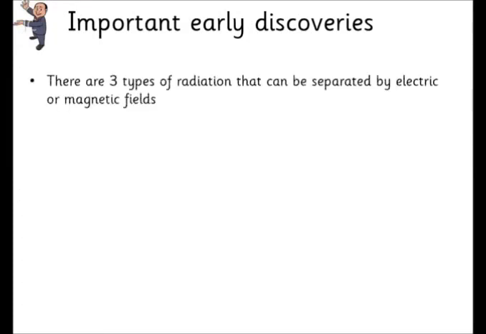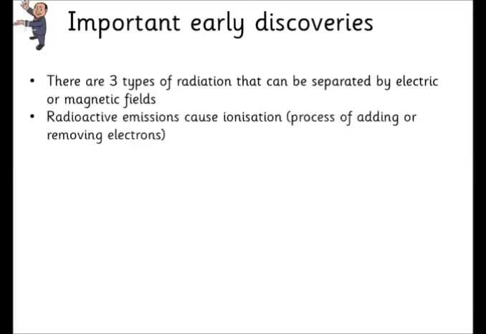Again, a little bit of history just to start us off and to set the scene. Three types of radiation that can be separated by electric or magnetic fields. This is important in your understanding of how early scientists originally worked out their properties, and their behaviour in magnetic and electric fields is quite important.